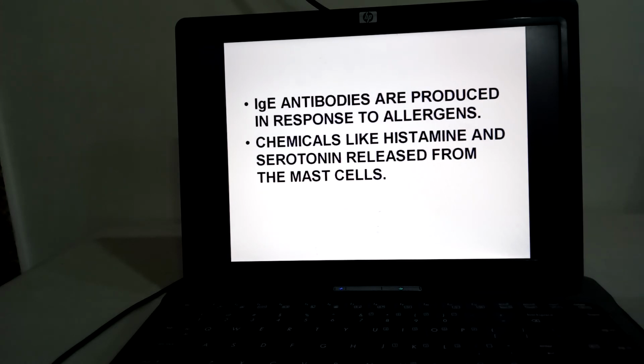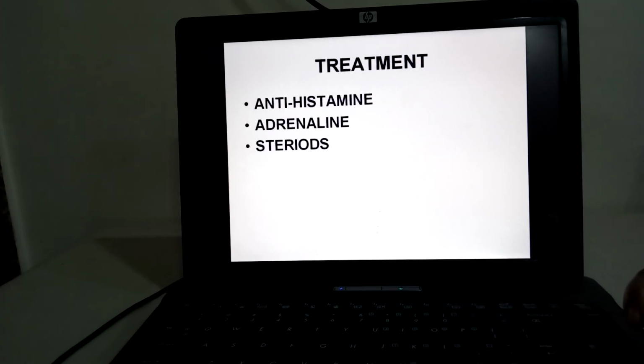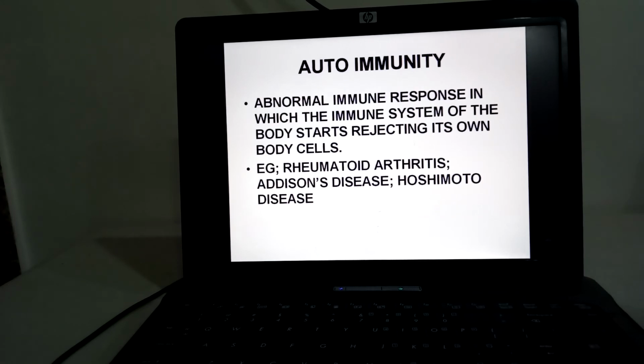The third topic which we are going to deal with today is what we call autoimmunity or the autoimmune system. Basically, we have a very strong immune system, I said, but sometimes our immune system starts acting against our body cells. I'm just reading it out. An abnormal immune response in which the immune system of the body starts rejecting its own body cells.